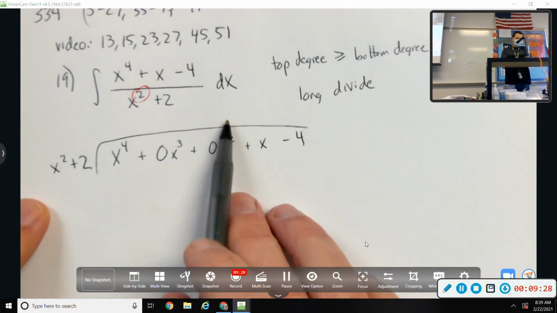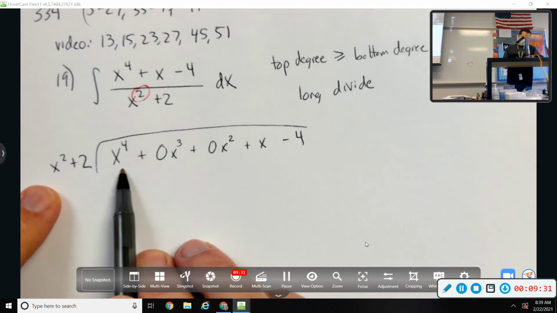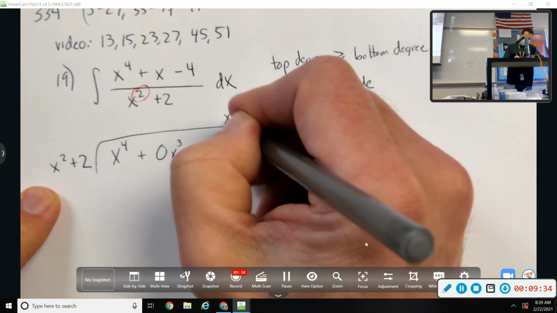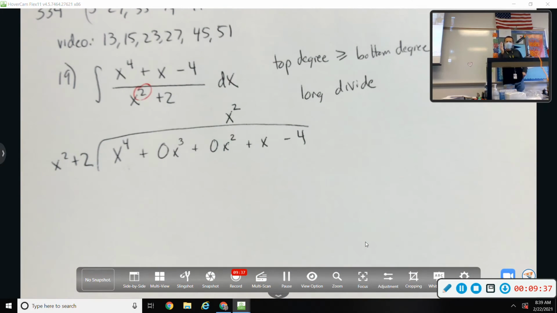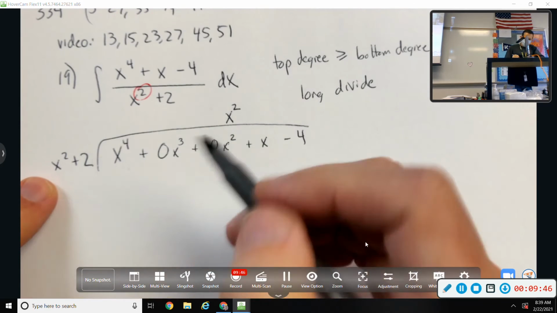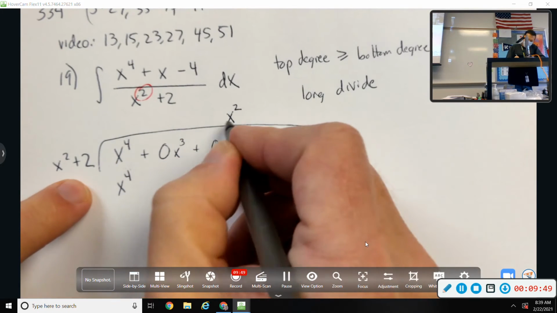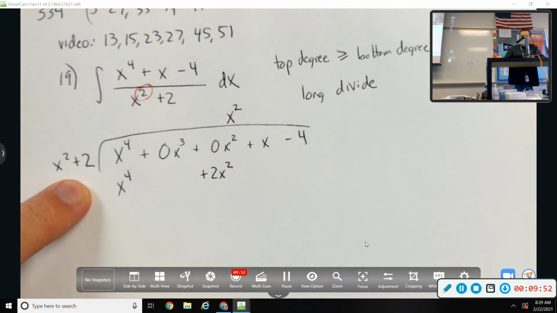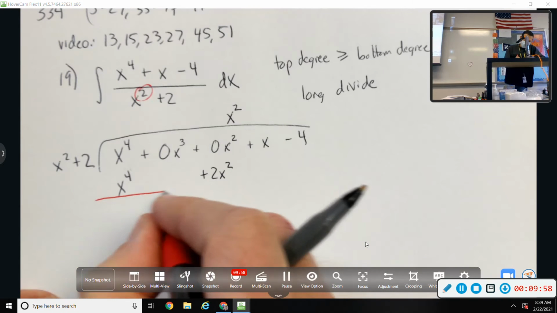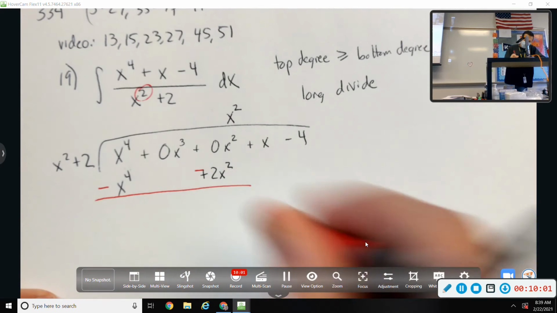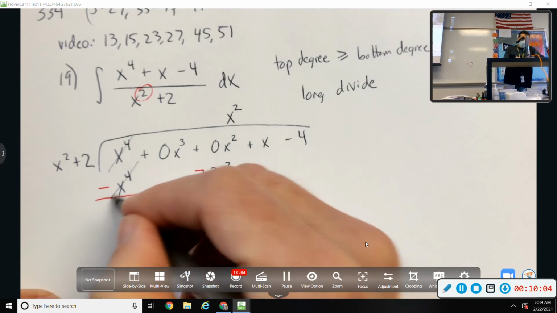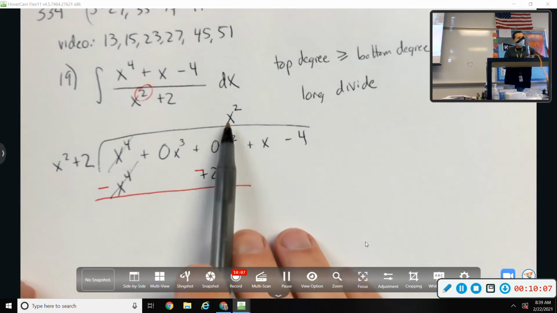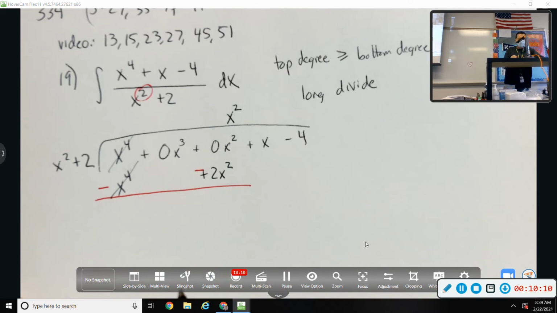So something times x squared gets me to x to the fourth. Well, x squared times x squared would get me to x to the fourth. And different people put it in different places, but I like to line up all the powers in the same column. To me, that's just the neater way to do this. So multiply it back, we get x to the fourth plus 2x squared. But then we subtract that. So x to the fourth goes away, right? We arranged for that to happen. That's why we picked x squared, so that's not an accident that that lead term goes away.